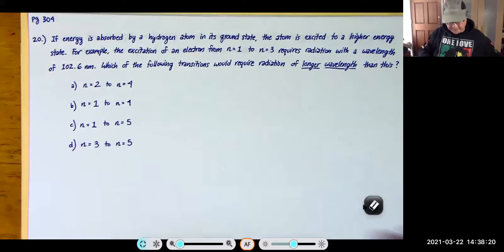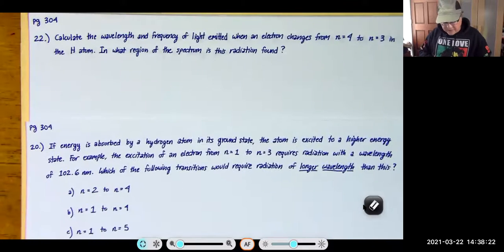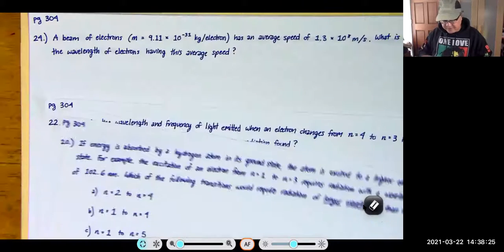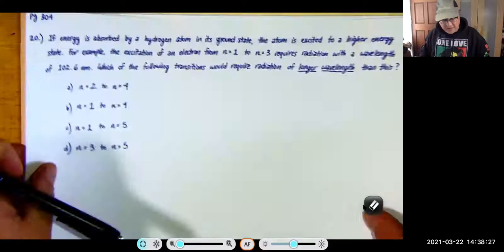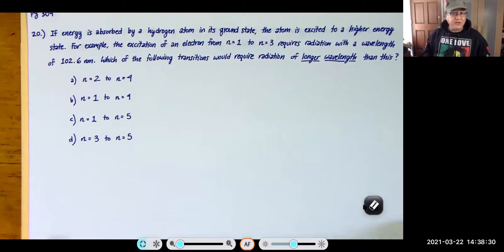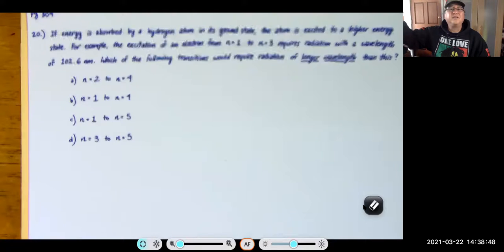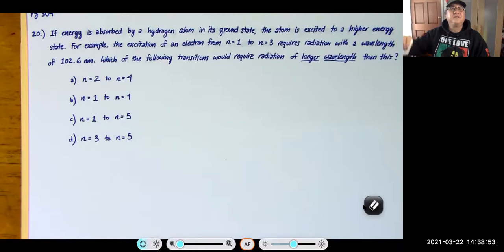Okay. Let's see. We're going to do 2 more questions. If energy is absorbed by a hydrogen atom in its ground state, the atom is excited to a higher energy state. And here we really mean the electron in the atom is excited to a higher energy state. I don't know if it's my glasses, but this doesn't seem to be focused. I guess that's what we're going to have to deal with.